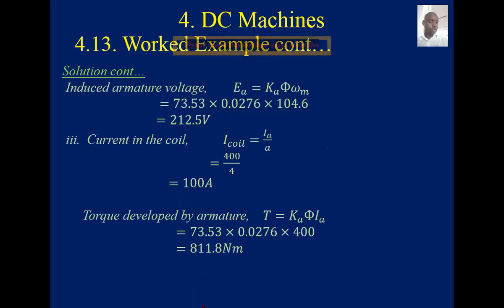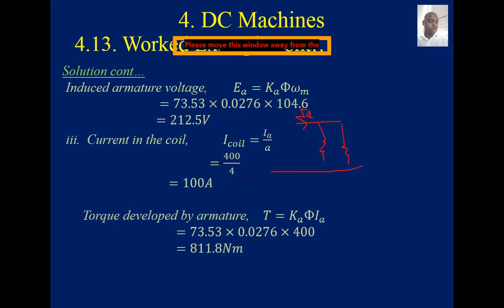Then after that, you can now calculate the induced armature voltage, EA, being equal to Ka φ omega m. Ka φ omega m, and you get 212.5 volts as the generated voltage. Then the current in the coil becomes equal to armature current divided by the total number of parallel paths. Remember, I said there will be a number of parallel paths there, but then the armature current is the one which is entering into the armature.